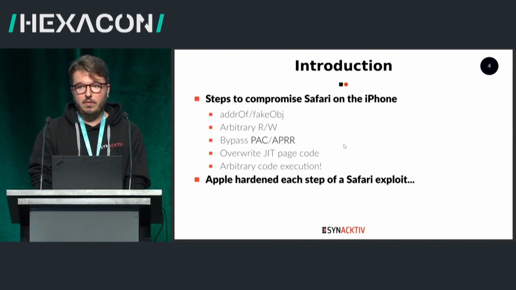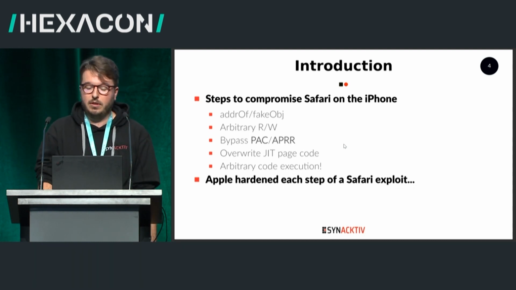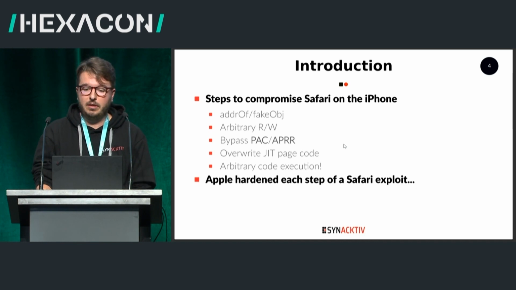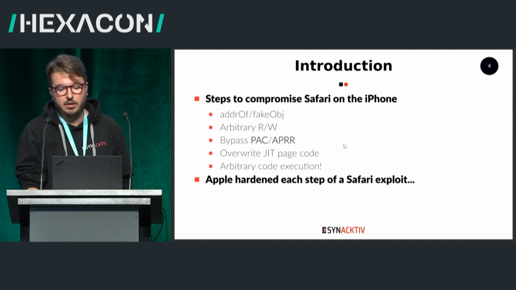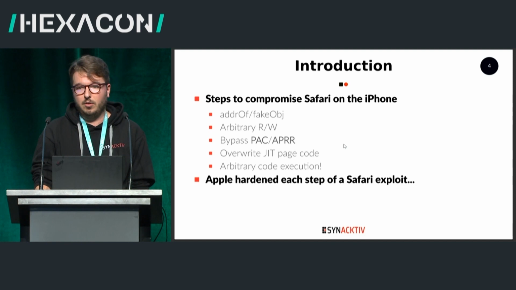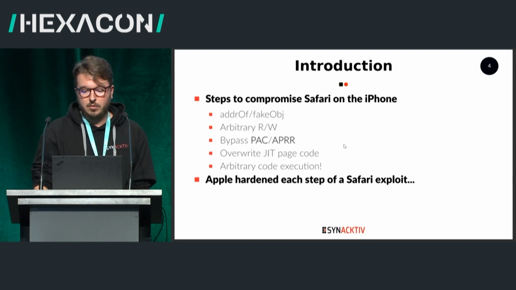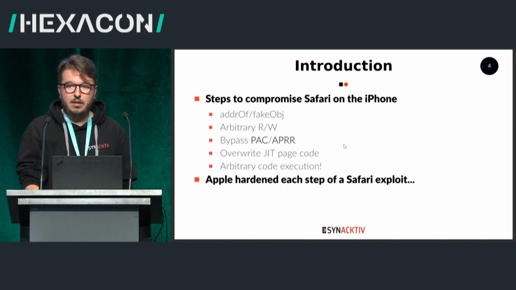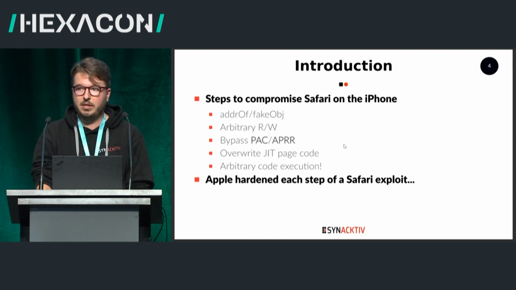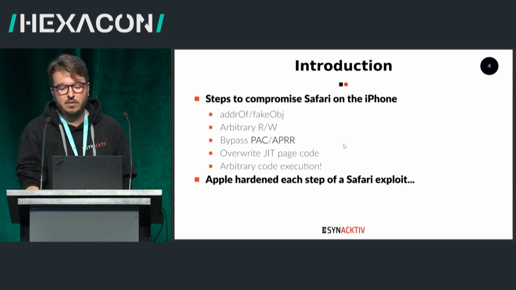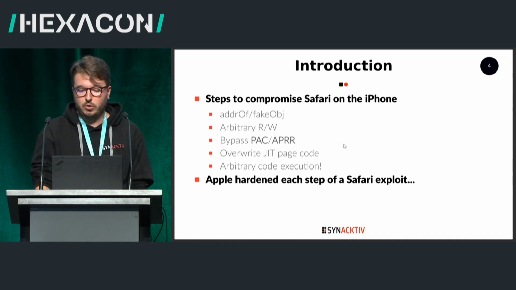Compromising Safari involves different steps. Oftentimes, attackers start with 2 different primitives, addrof and fakeobj. Both primitives are used to leak the address of an arbitrary JavaScript object and build a fake object in memory. Then the attacker will use this primitive to get arbitrary read-write, and then attackers will have to bypass many mitigations like PAC and APRR. And at the end, the attacker reaches arbitrary code execution.